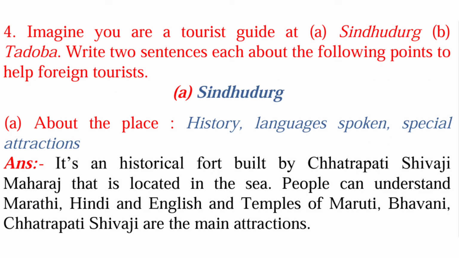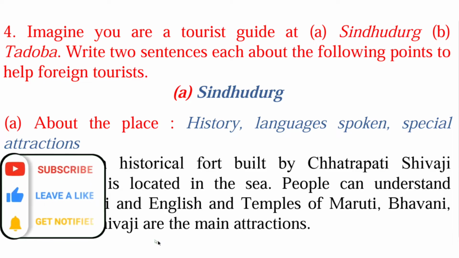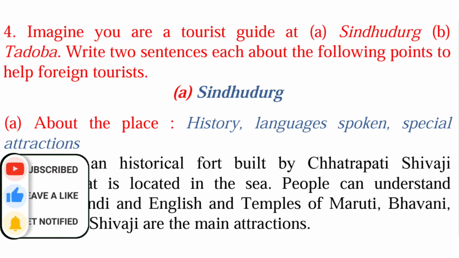Fourth question is, imagine you are a tourist guide at A. Sindhudurg, B. Tadoba. Write 2 sentences each about the following points to help foreign tourists. So first we will write about Sindhudurg, and the first point we will write is about the place. So points we will cover: history, languages spoken, special attractions.